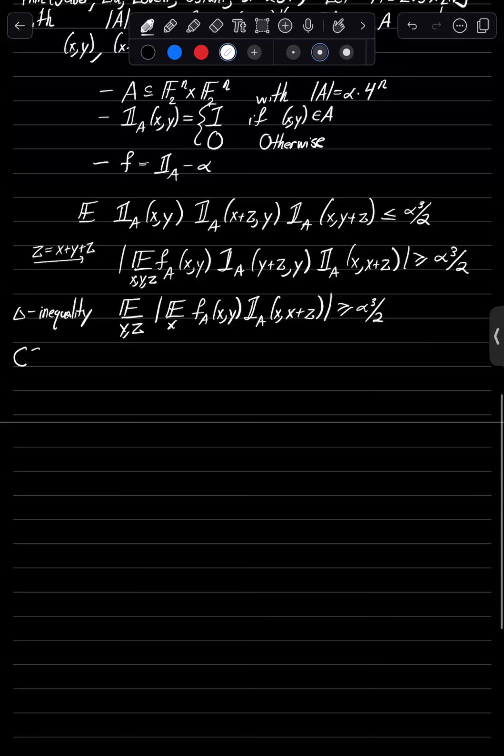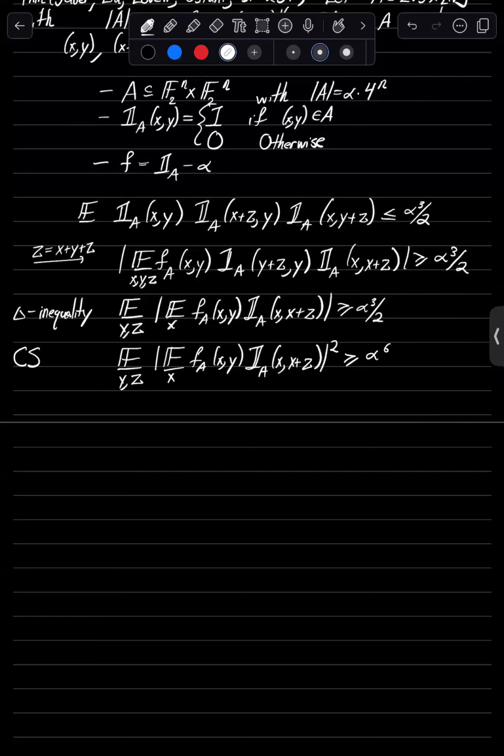Okay. I then do Cauchy-Schwarz. So I get to square the inside. If I square the inside, I get the expectation over x of f_A(x,y) times the indicator function of A at x plus z, all squared. This is going to be bigger than alpha to the sixth over 4. And because it's a square, I can expand it out. And since everything's real valued, I don't need to put complex conjugates.